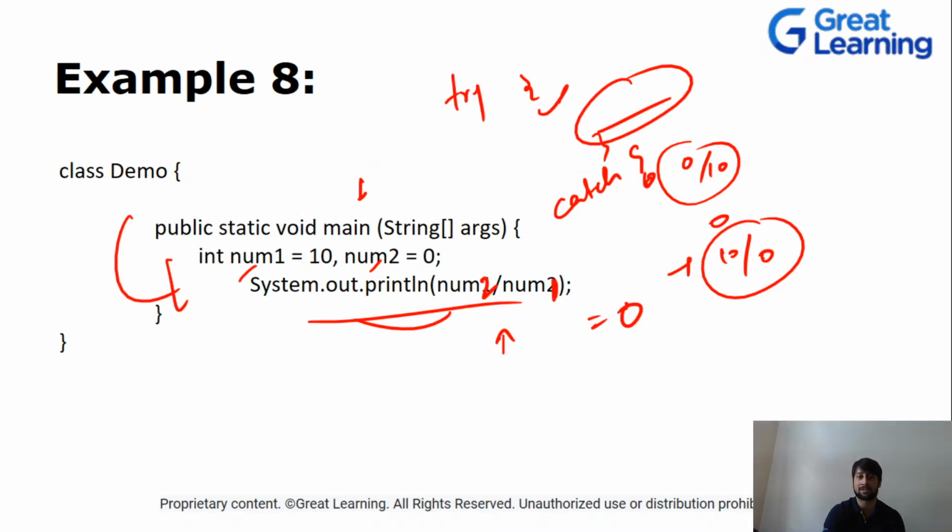If there are any other statements, let's suppose here you want to print hello with System.out.println after this statement, it will not be executed because you got this error over here. But if you want to work around it and you want to print this statement, then try to use try catch.